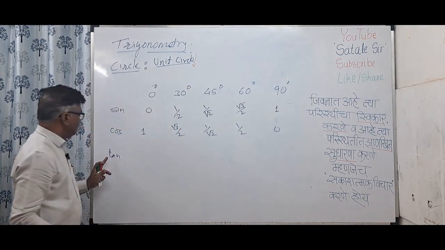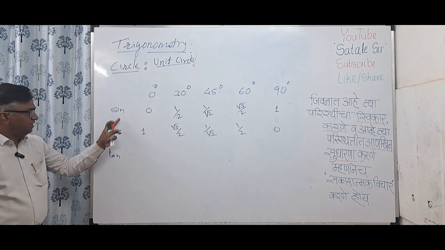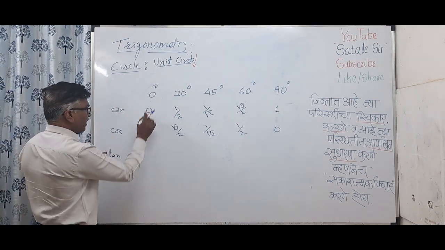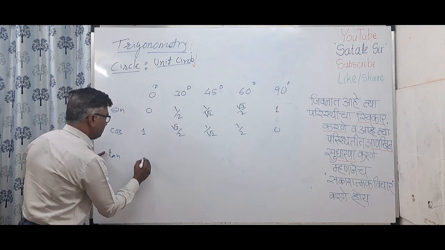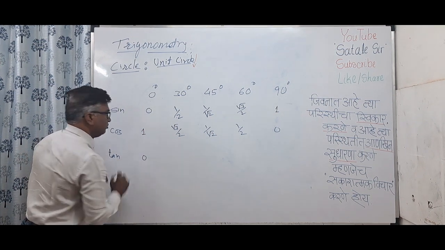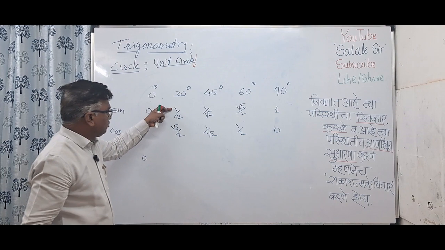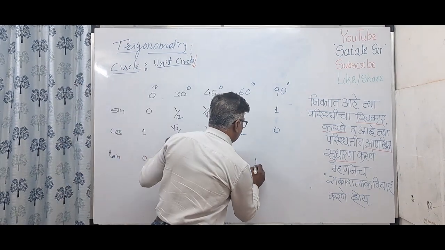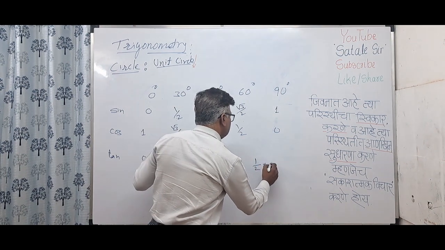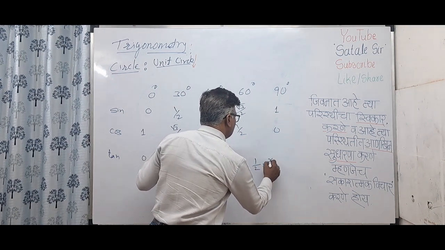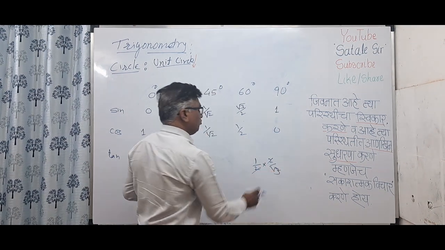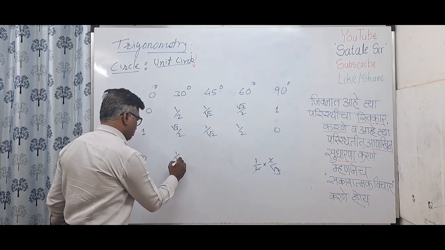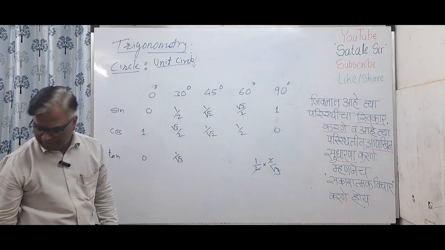Now finding tan becomes very easy. Tan is always the ratio of sine and cos. Sine divided by cos, so for angle 0 it will be 0 divided by 1. That means it will be 0. Now 1 by 2 divided by root 3 by 2. So it is 1 by 2 divided by root 3 by 2, which means multiplying by 2 by root 3, isn't it? So 2 gets cancelled and you will get 1 by root 3. So this will be 1 upon root 3. Right?